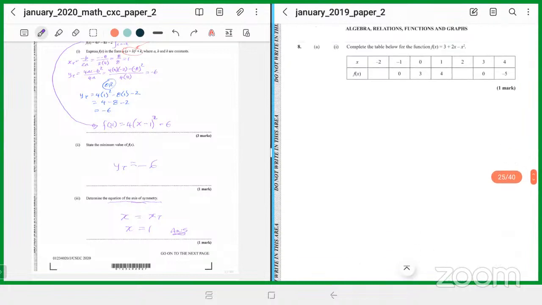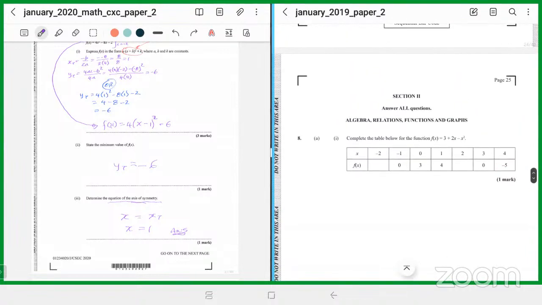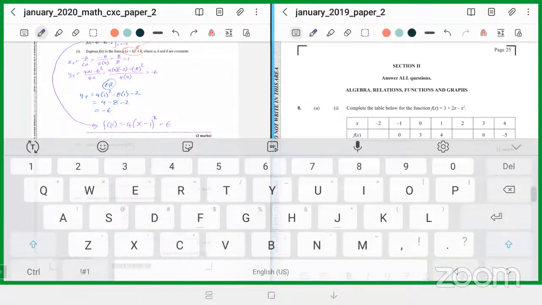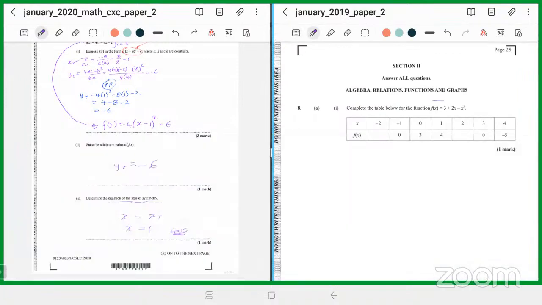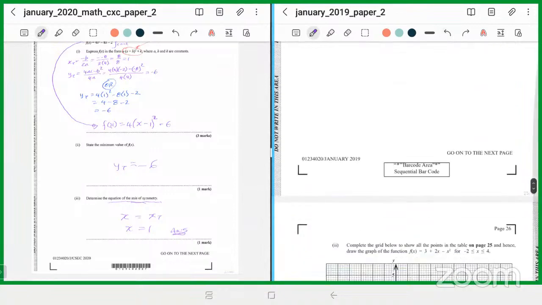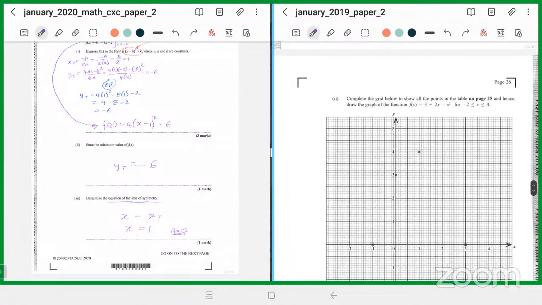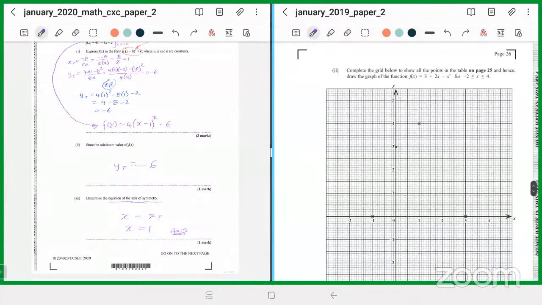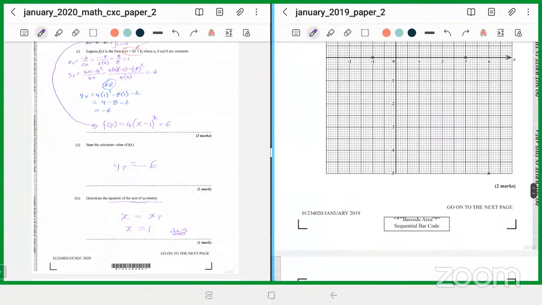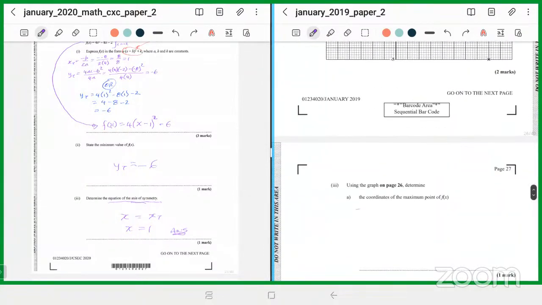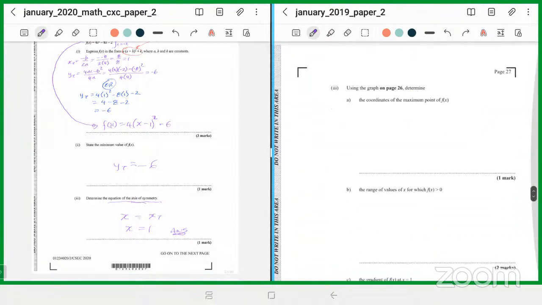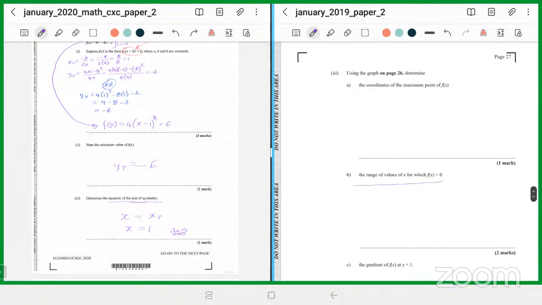January 2019. See, they like to give quadratics, guys, not only to complete the square. This one, they wanted to plot it. They wanted to draw the graph, and they give you the graph to draw it on. Then after you draw the graph, I want to get the coordinates of the maximum point and the range of values of f of x greater than 0.